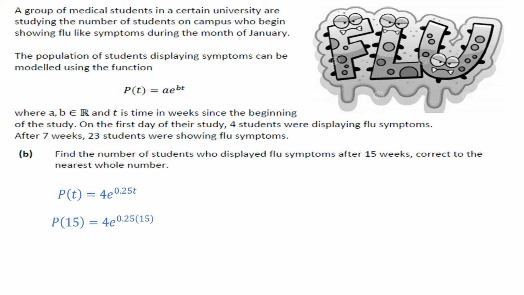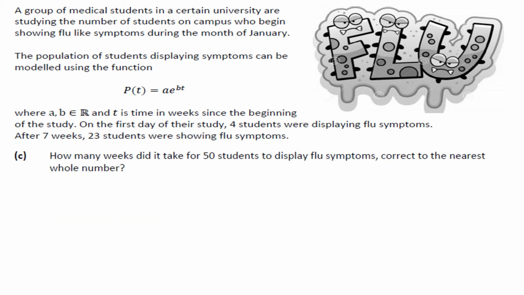So we're talking P of 15. Everywhere there's a t, we're subbing in 15. We work that through and we get 170.084328. They did say the nearest whole number, but we should have been able to do that anyway, because remember that this is the number of students. Number of people should always be whole numbers. This is 170 students.